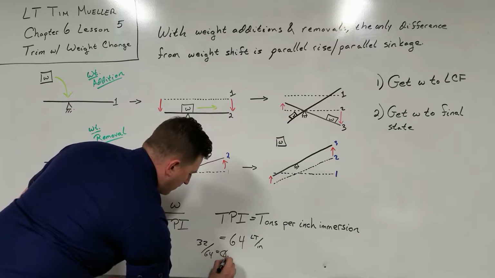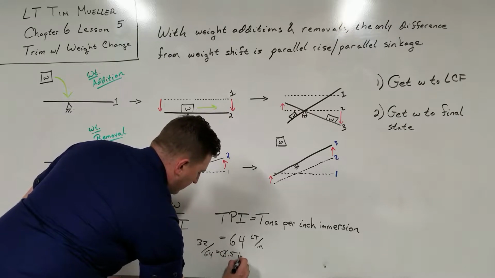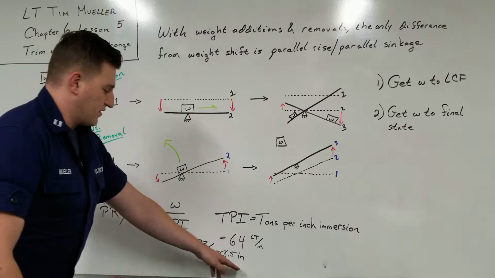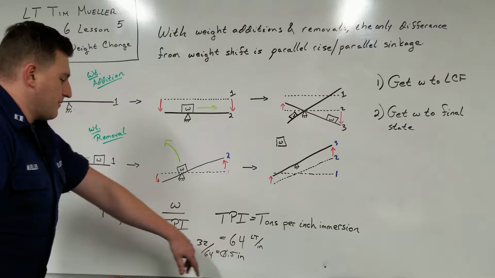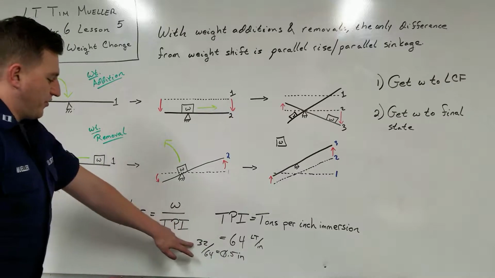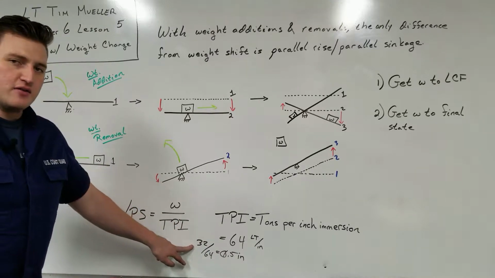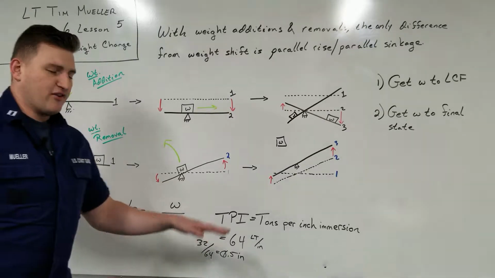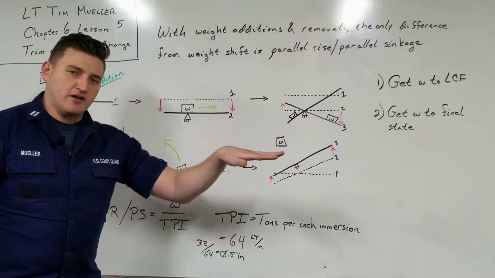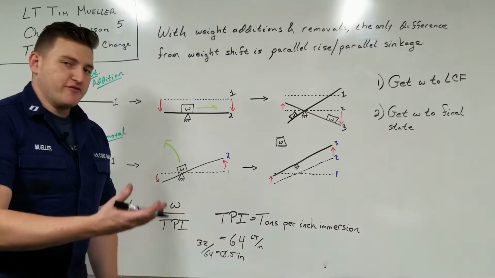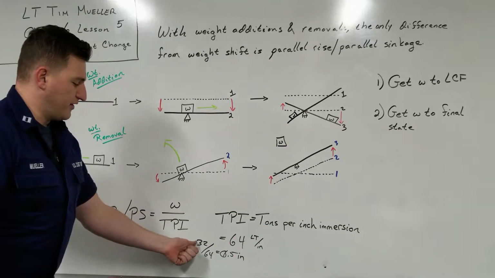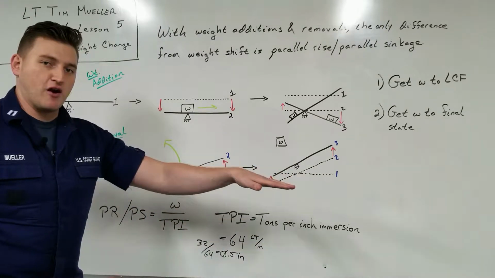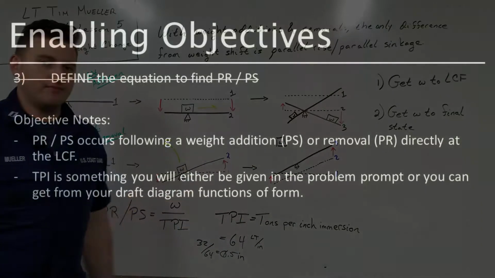That would give us 0.5 inches, because long tons divided by long tons per inch is going to give us inches. So in this quick little example, if we added 32 long tons to a vessel that has a tons per inch immersion of 64, we would only have 0.5 inches of parallel sinkage. And if we removed that weight, so if we removed 32, we would have 0.5 inches rise, parallel between bow and stern.